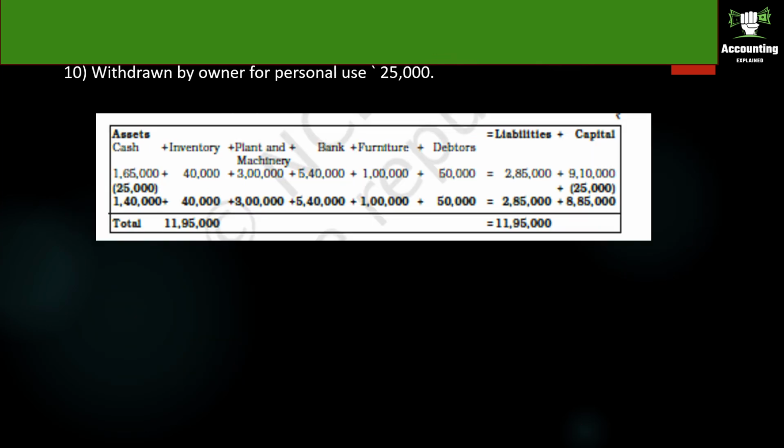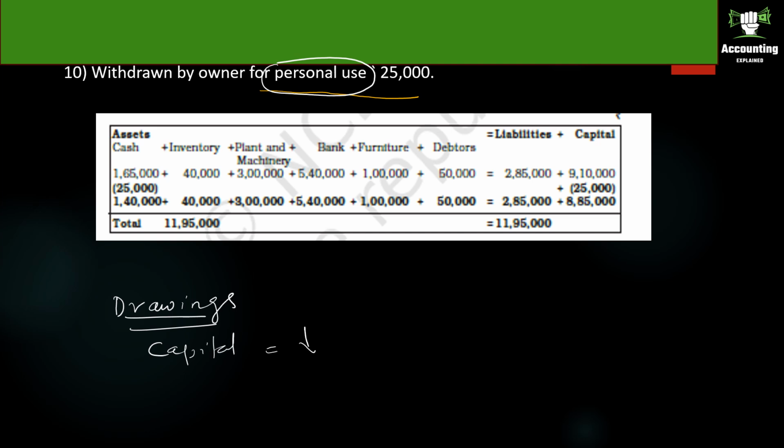The last transaction for the question is: withdrawn by owner for personal use, 25,000. So when the owner withdraws money for personal use, that money is called drawings in accounting terms. Okay, so he has withdrawn for his personal use. From where will he withdraw? Where is my owner's money sitting? Owner's money is sitting in the capital. So capital has to be decreased. Since he has withdrawn money, cash should also be decreased.